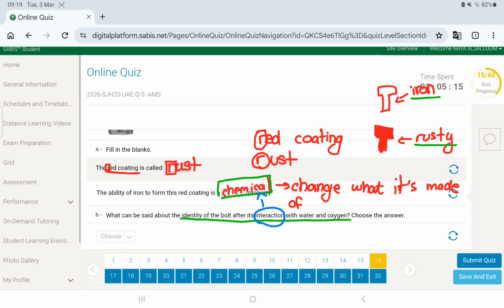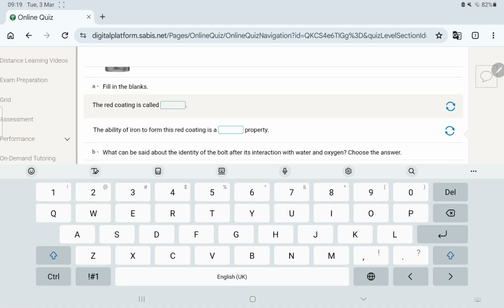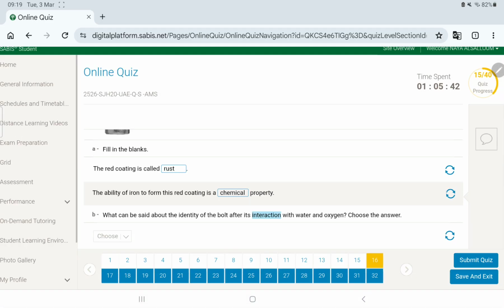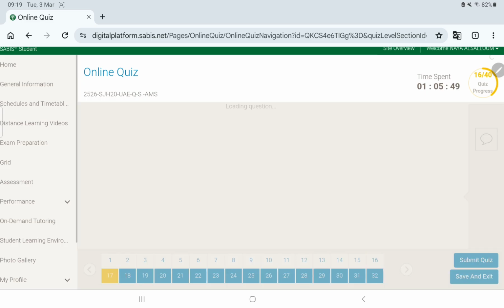So what do you think happened to the identity? If it's a chemical change, it changed what it's made of. So obviously, what happened to the identity? It changes. Okay? So you could just take a look at it and let's put the answers. So the red coating, rust. The ability for the iron to form, it's a chemical property. Why? It interacted. So what do you think is going to happen to the identity? It changes. Why? Because it's a chemical property.